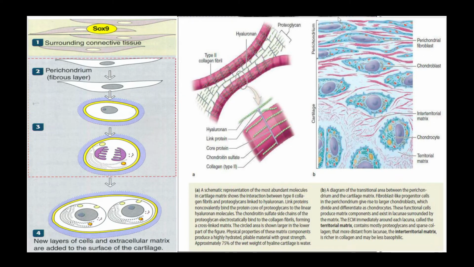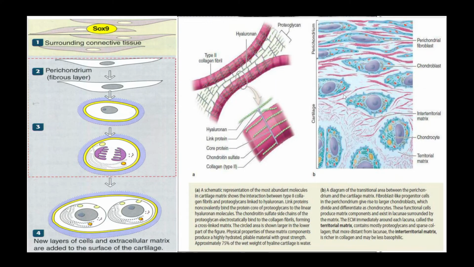In diagram B, we have seen the transitional area between the perichondrium and the cartilage matrix. This is the perichondrium, this is the cartilage matrix. Ordinarily chondroblasts occupy the perichondrium, but the lowest portion of this is original cartilage. And we have seen interterritorial matrix, chondrocyte, territorial matrix. Of course, this matrix is in a different condition. These functioning cells produce the matrix components and exist in the lacuna surrounded by the matrix. The extracellular matrix immediately around each lacuna, called the territorial matrix, contains mostly proteoglycans and sparse collagen, while the more distant interterritorial matrix is richer in collagen and may be less basophilic.